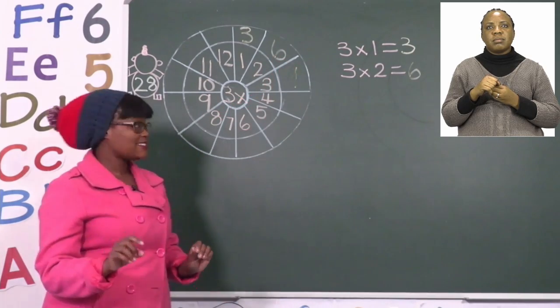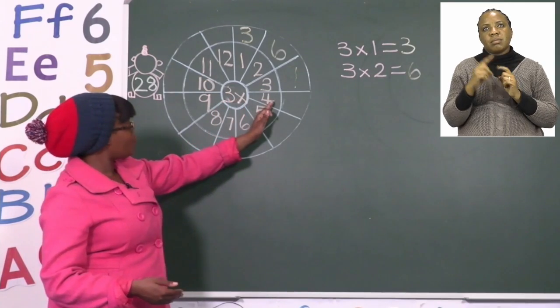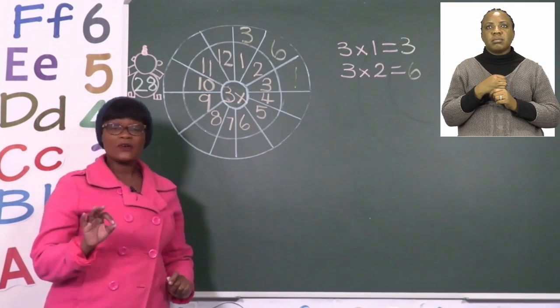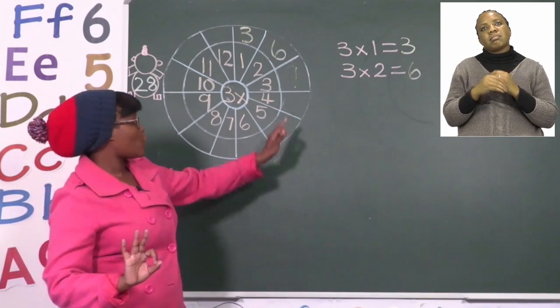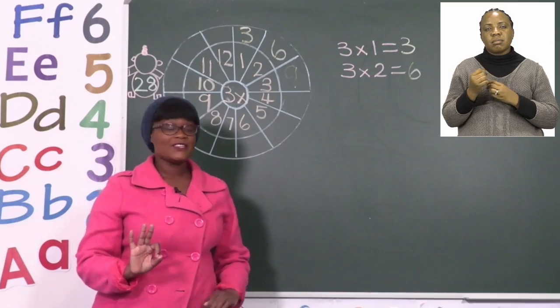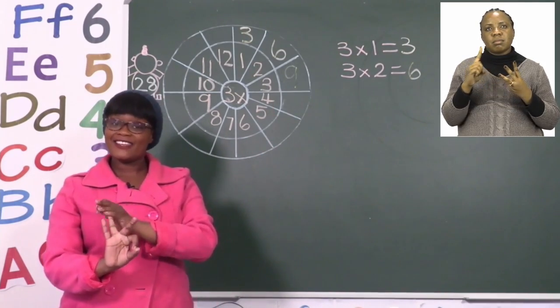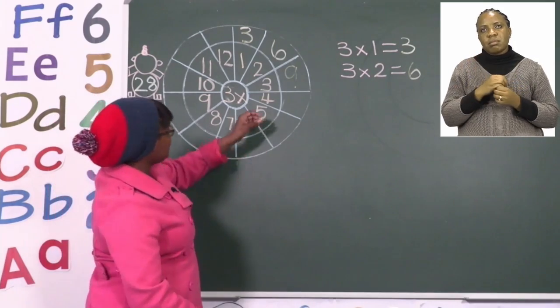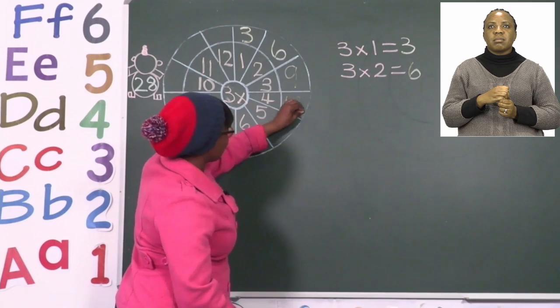The next one says, let's say it together, 3 times 4. So we're going to now count on 3 from our answer 9, our previous answer. So we say 9 is already there. 10, 11, 12. Now we have got a wheel that is almost halfway.